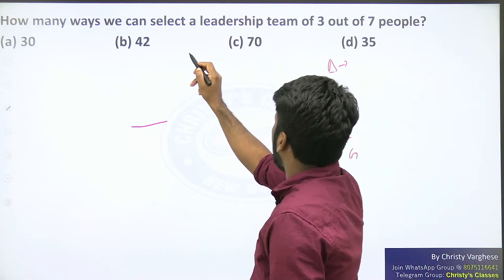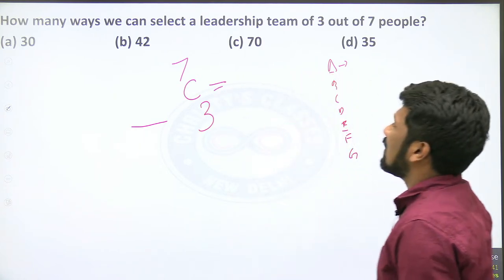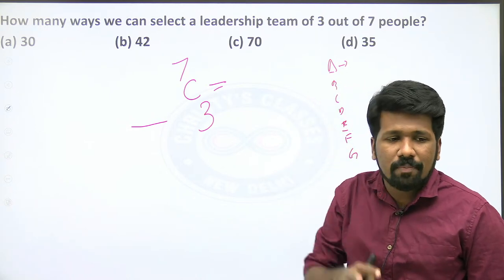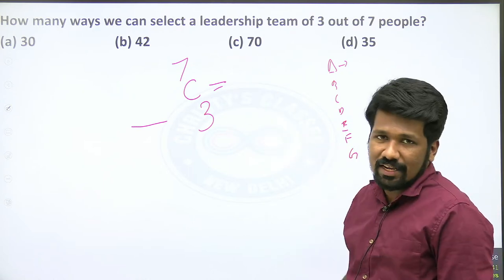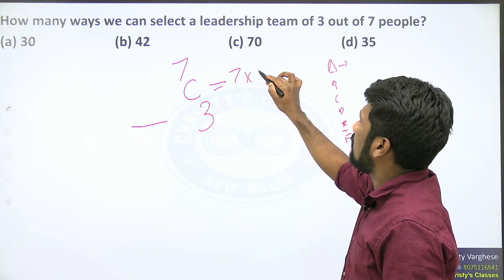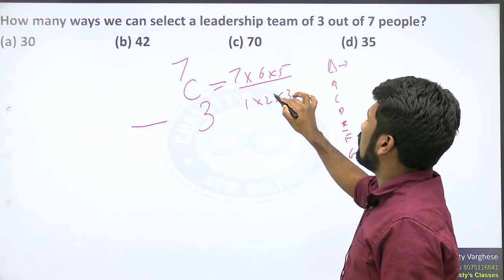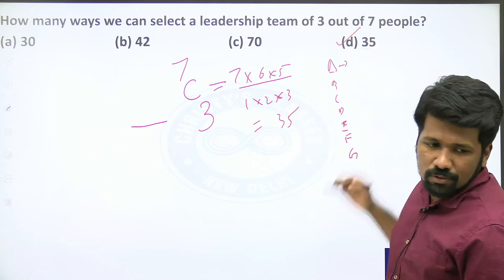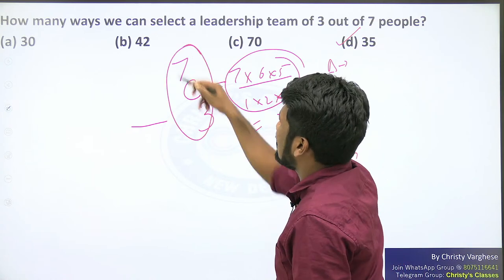Otherwise, if you are good with the combination formula, 7C3 is the answer, because you have to select three people without worrying about their order. The rearrangement part, we don't have to worry about. In that case, you can just do 7C3. But again, we will come back to 7C3. Those of you who know 7C3, it will be 7 into 6 into 5 divided by 1 into 2 into 3, which is 35. You will get option D. Most of you got option D. But how to derive this? Why are we using 7C3?